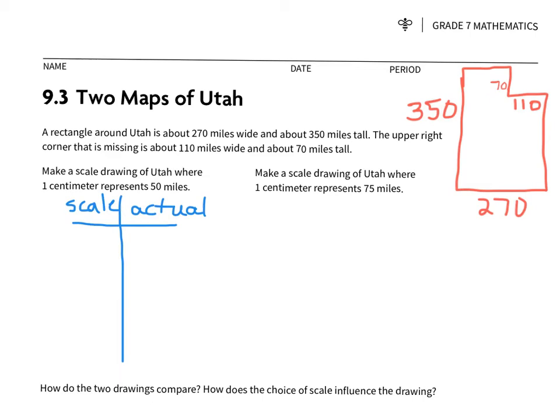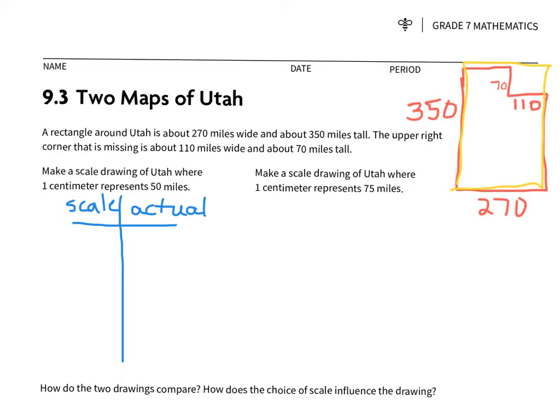Hi guys, I want you to finish this activity that we started in class on Tuesday. Finish this in your notebooks. So we remember we've got this almost rectangular shape around Utah. If we were to draw a rectangle around Utah, it would look like that. About 270 miles wide and about 350 miles tall. And the upper right corner that's missing is about 110 miles wide and about 70 miles tall.